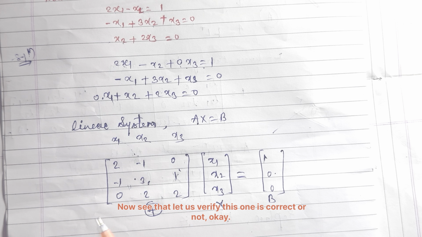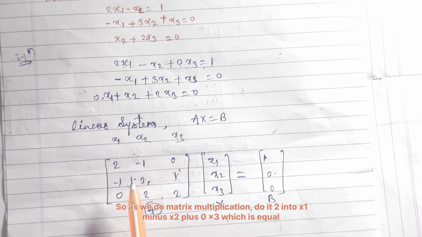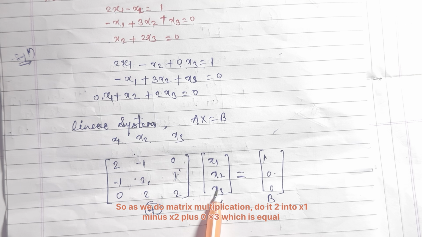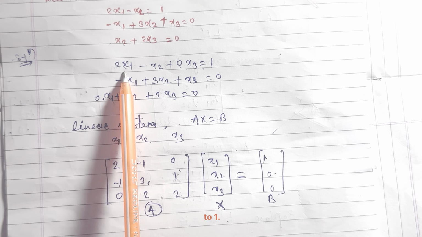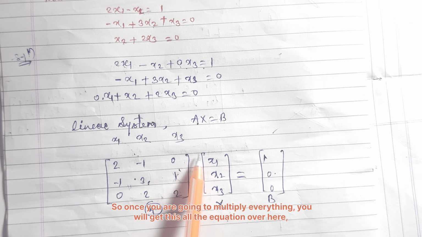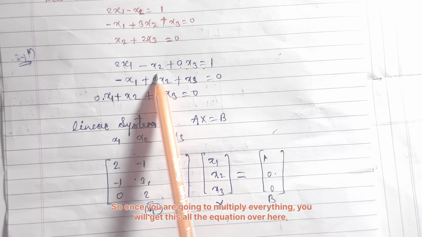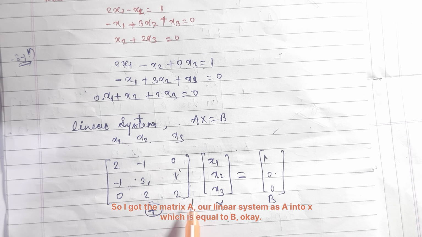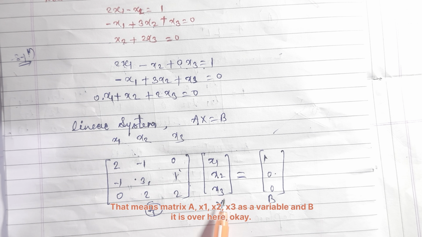Now let's verify whether this is correct or not. As we do matrix multiplication, we get 2x1 minus x2 plus 0x3, which is equal to 1. See that 2x1 minus x2 plus 0x3 is equal to 1. Once you multiply everything, you will get all the equations over here. So I got the matrix A, our linear system as A into X equal to B. That means matrix A, x1 x2 x3 as the variables, and B is over here.